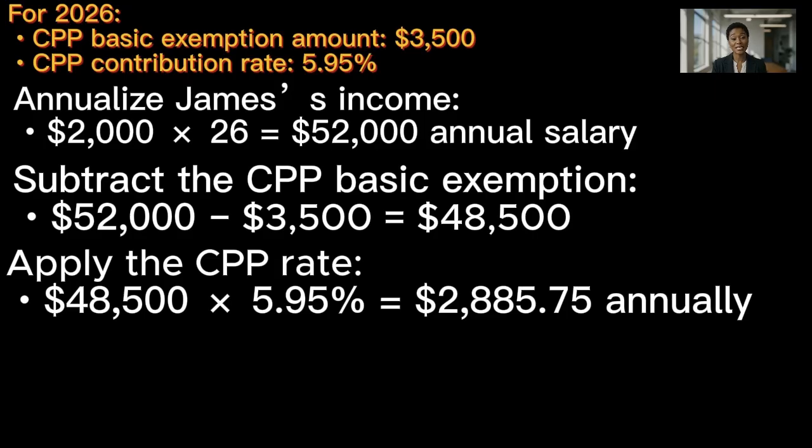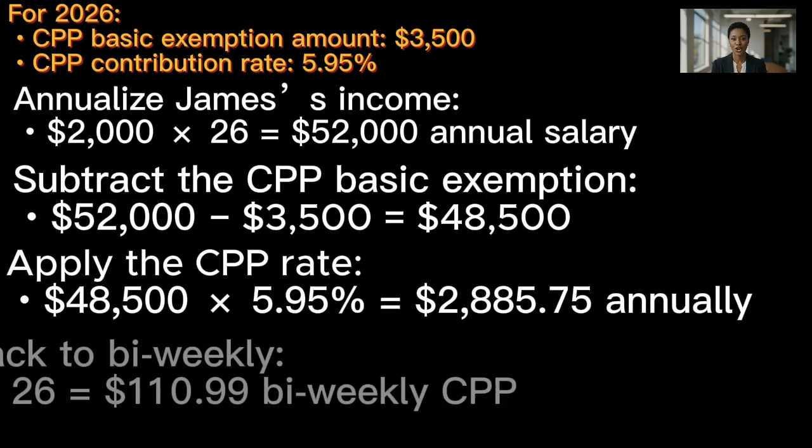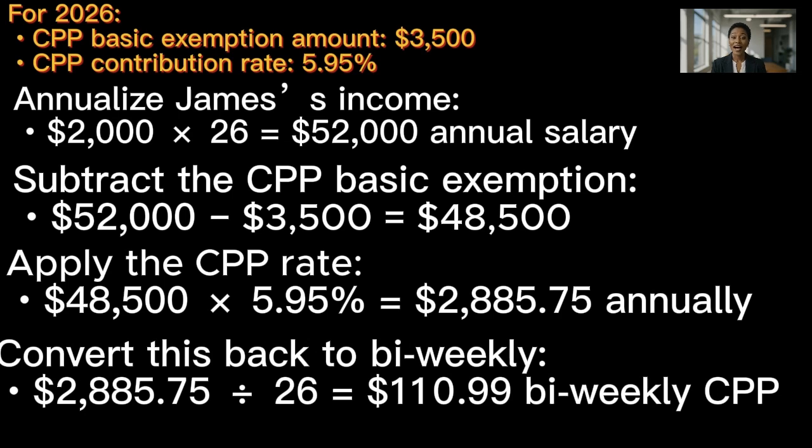Next, we apply the CPP rate. $48,500 multiplied by 5.95% equals $2,885.75 in annual CPP contributions. Finally, we divide that amount by 26 to convert it back to a bi-weekly deduction, which comes to $110.99 per pay period.